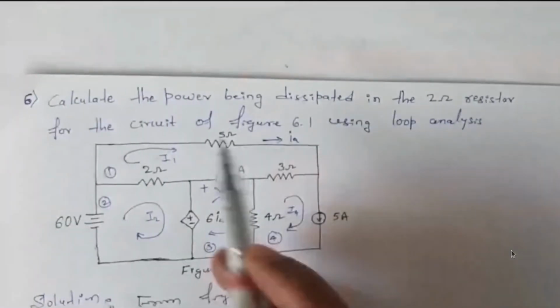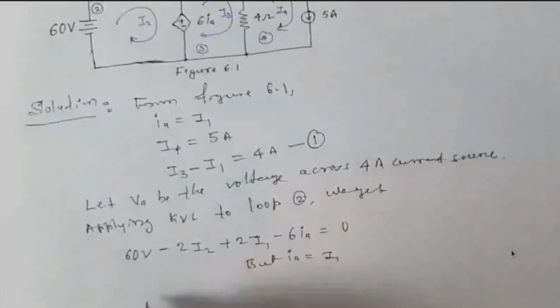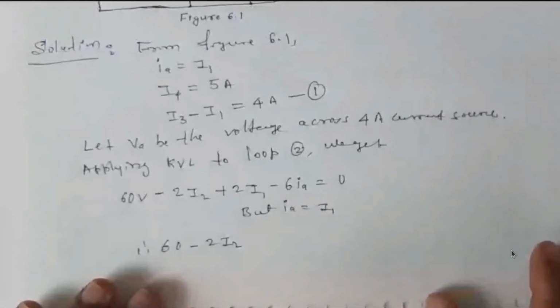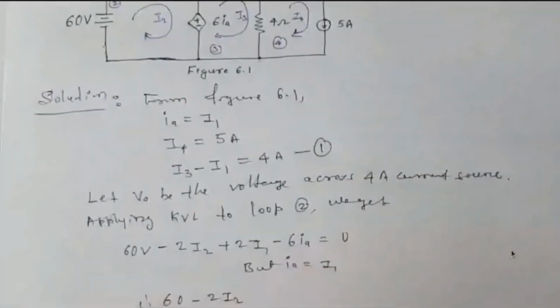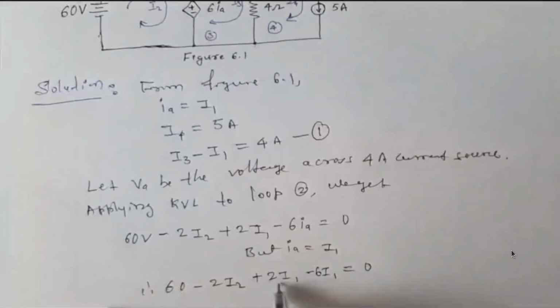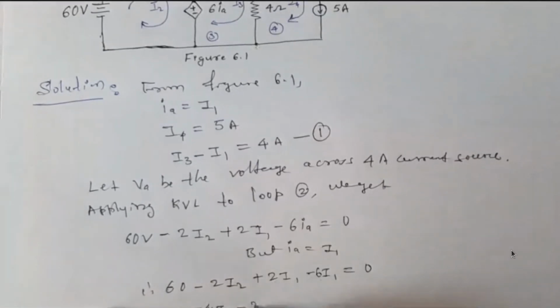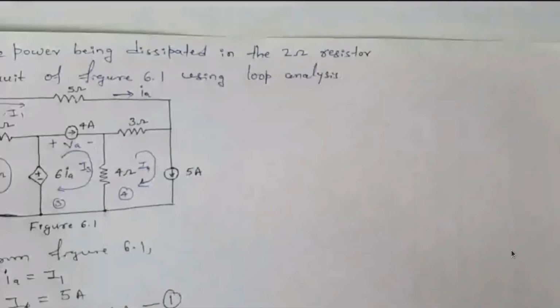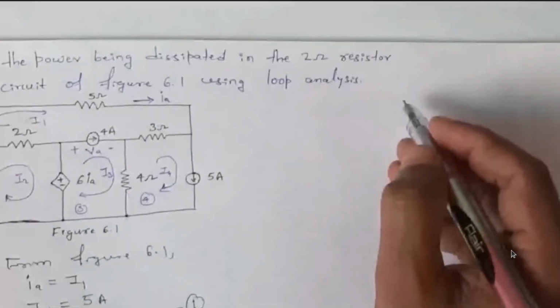So therefore, what you can write, 60 minus 2 I2, right? Then 60 minus 2 I2, this is plus 2 I1 minus 6 I1 equals 0. So look at this: minus and this is plus 6 and 4, 2 is 4, minus 4 I1 minus 2 I2 is equal to, if I take this side, it is minus 60. Or else you can write this as divided by 2.